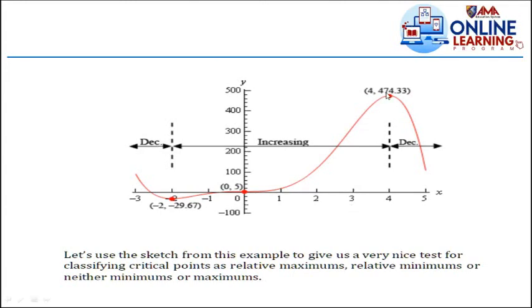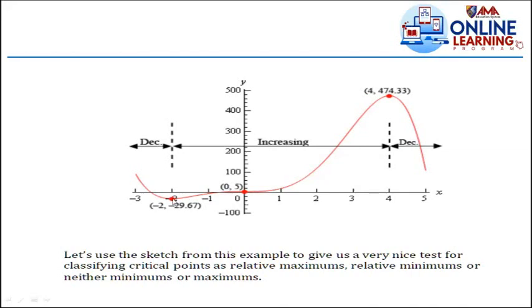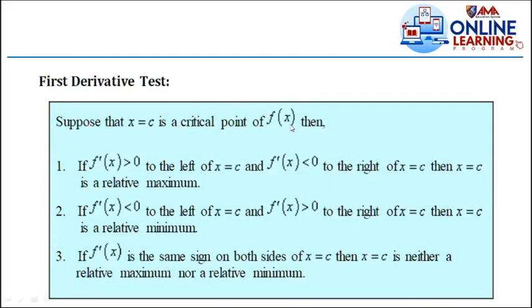So this is your relative maximum and relative minimum or neither minimum or maximum. So this is your relative minimum. Yung nandito. This is your relative maximum. Okay? So, maganda po yung graph po natin, no? Based on our calculated values, and we use the graph, maganda po yung graph po natin. Next, we have the first derivative test.